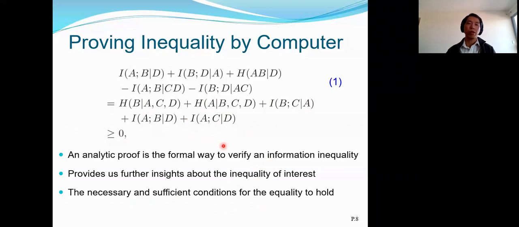And this is very important because usually we use information inequality to find the limits of the system. And if we find the conditions for the equality, then it gives us the insight about how to decide the optimal system.